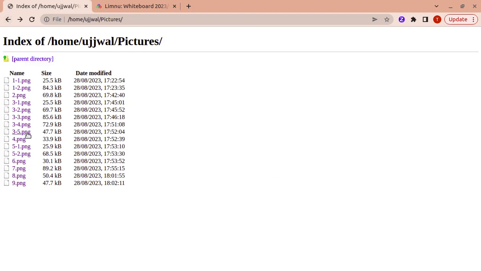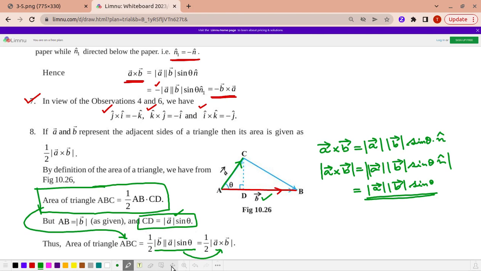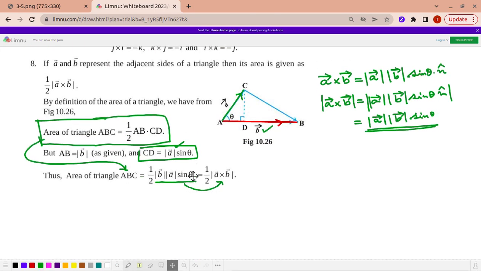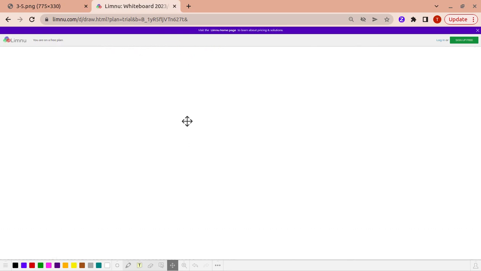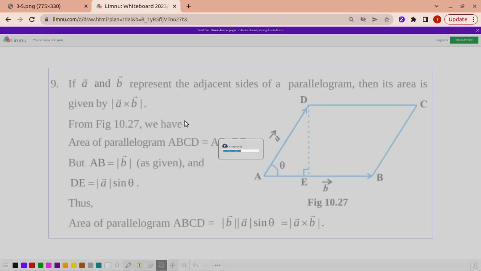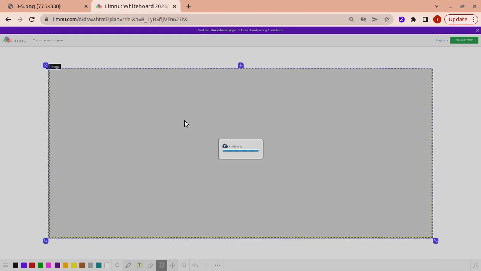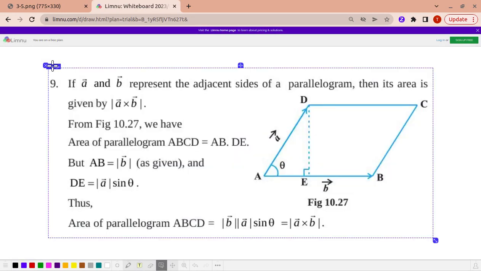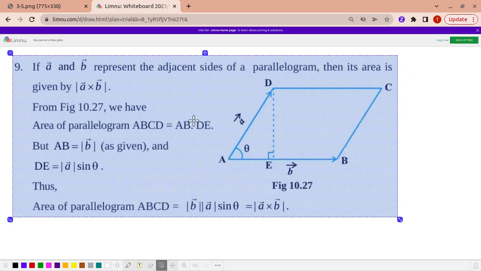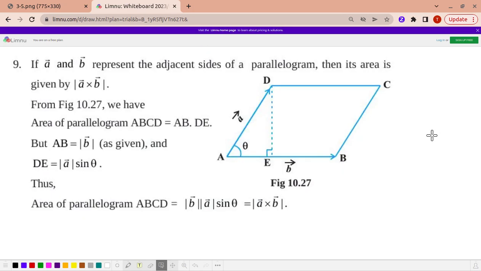Now, let me come to the next point. Next point is related to finding the area of a parallelogram when two vectors are represented by the adjacent sides of a parallelogram. Let me first bring the note here, and after that I will explain. If A and B represent the adjacent sides of a parallelogram, then its area is given by mod of A cross B.